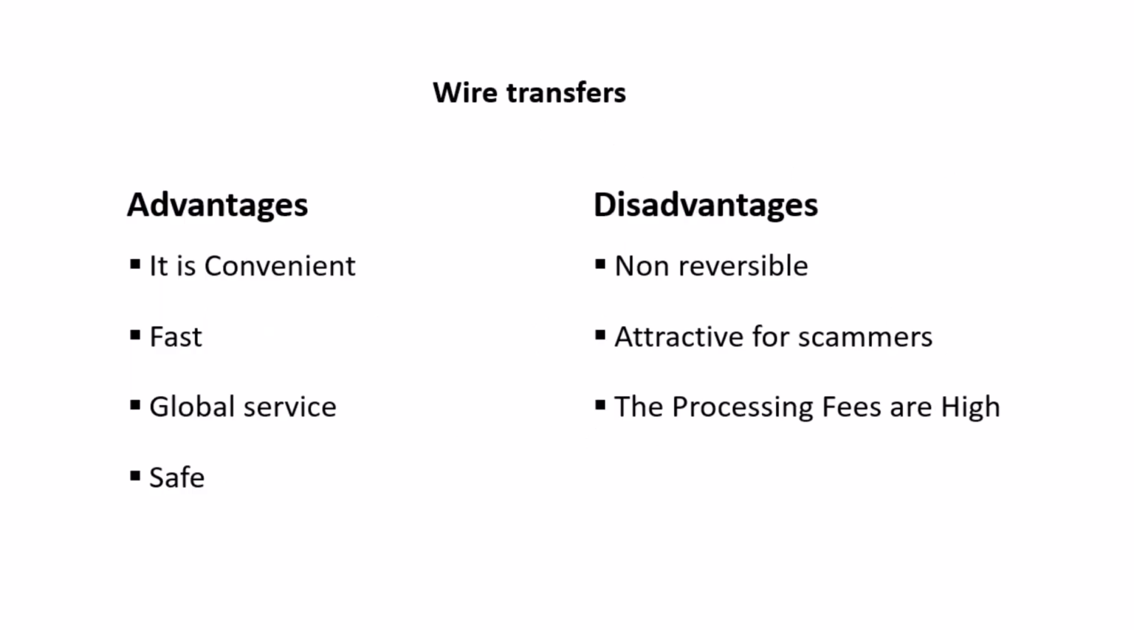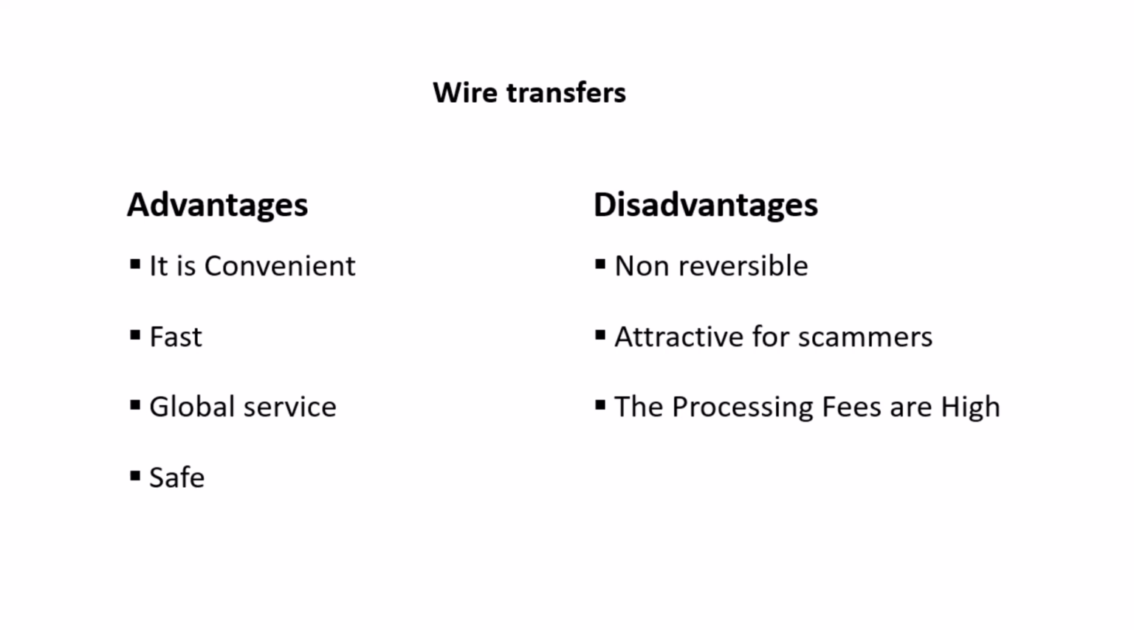So we look at some advantages and disadvantages of a wire transfer. For advantages, it's very convenient. That's true. It is fast. It's a global service. You can be in Ghana and send money to someone in Australia, and it is safe. Under no circumstance have we heard that someone sent money to someone and he or she didn't receive it. Even if these things happen, there are always ways to curb the risks associated with such.